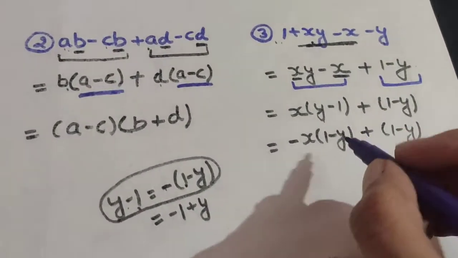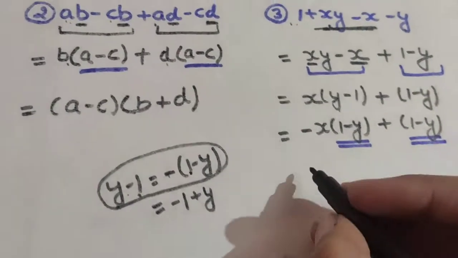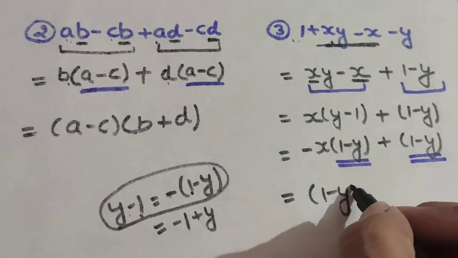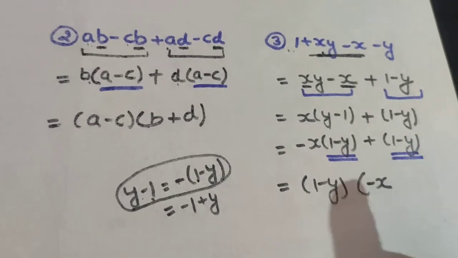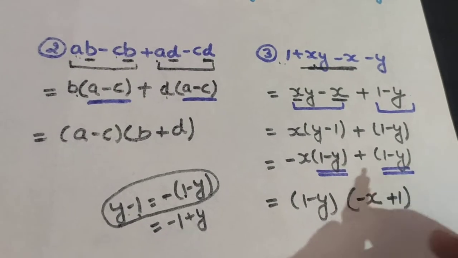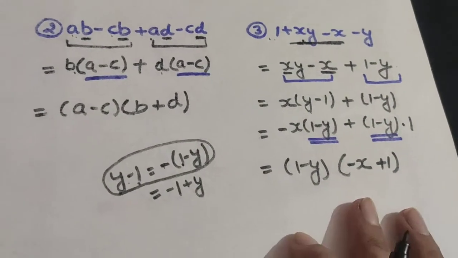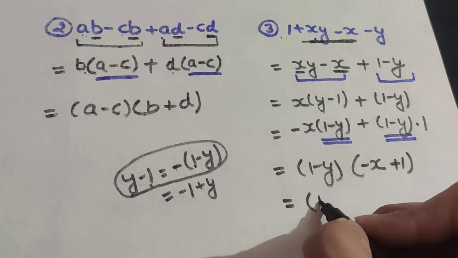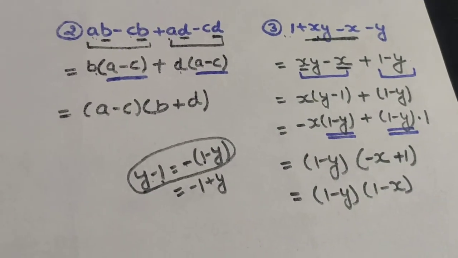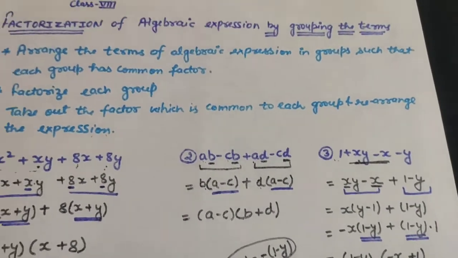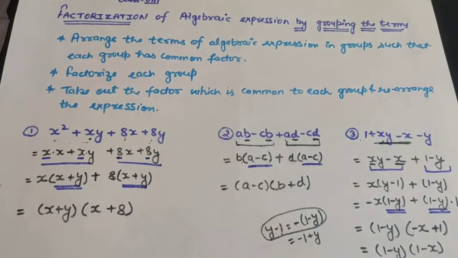Now you can see that 1 minus y is common. So take out 1 minus y. Now what is left here is minus x and what is left here is 1, because 1 minus y can be written as 1 minus y multiplied by 1. That means the answer will be 1 minus y multiplied by 1 minus x. So this is the way by which we will do the factorization of an algebraic expression by grouping the terms.